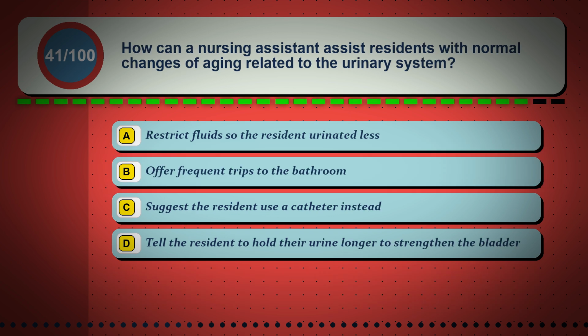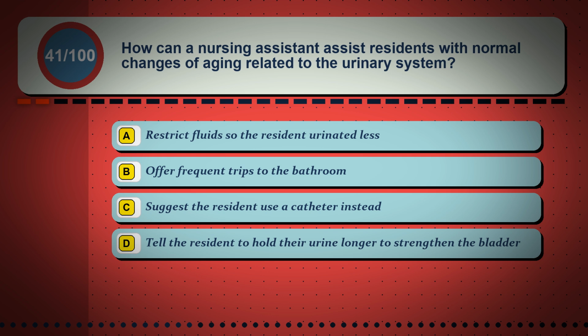Question 41. How can a nursing assistant assist residents with normal changes of aging related to the urinary system? Option A. Restrict fluids so the resident urinated less. Option B. Offer frequent trips to the bathroom. Option C. Suggest the resident use a catheter instead. Option D. Tell the resident to hold their urine longer to strengthen the bladder.